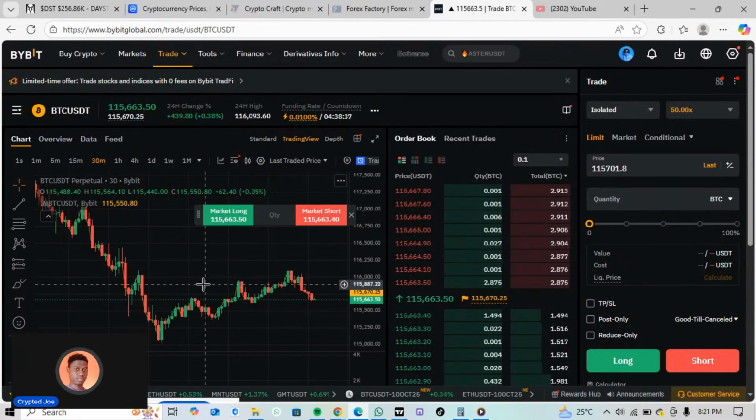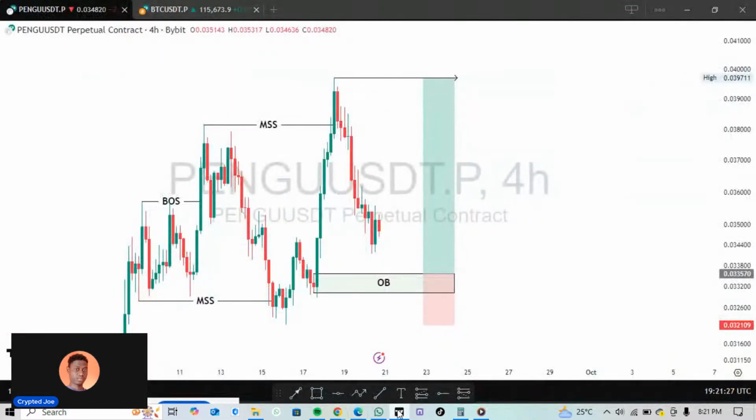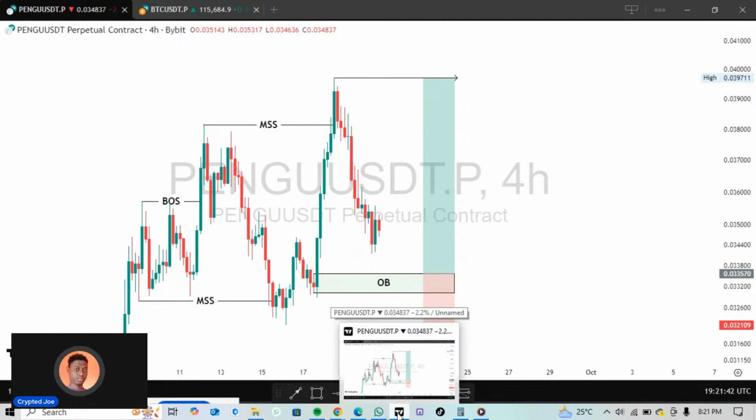For the purpose of today's class, I have a trade example that I'm going to be using. This is PENGU USDT. Of course, I use Bybit to analyze it. I hope you can all see my screen and hear me clearly, so I can continue.